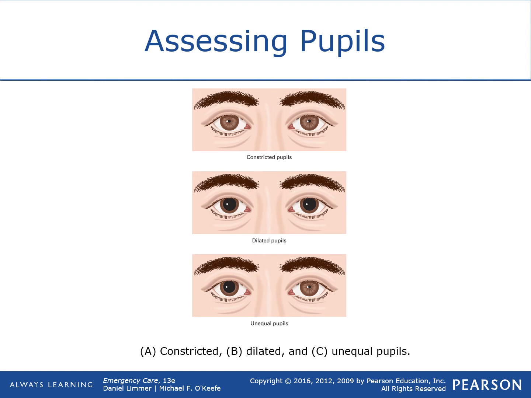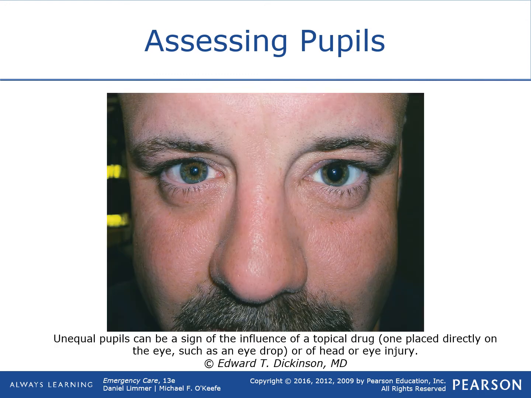But sometimes there are a few people that is their baseline. My grandfather, for example, his baseline is one is constricted, one is dilated. That is how he is at all times. So if you find someone like this, feel free to ask them, is this normal for you? Because sometimes the answer might be yes. Here's an actual example of someone with unequal pupils. So you can see one is constricted and one is dilated.